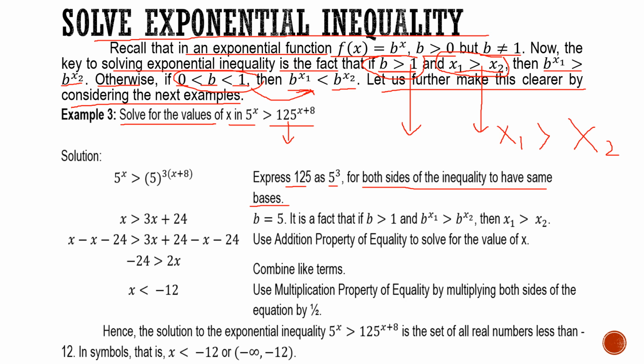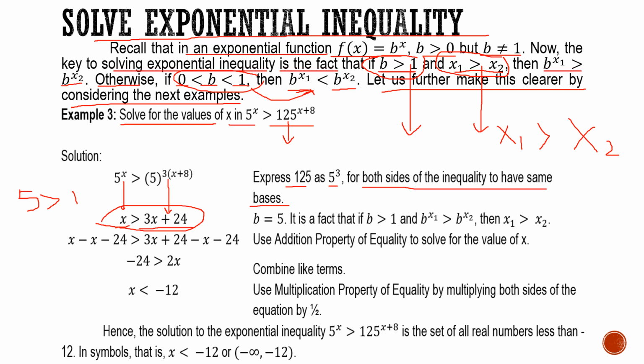That's why your x here, we copy your exponent here, x, then we copy your exponent in your second base, which is 3 multiplied by x plus 8. So we distribute your 3 to x plus 8, so it becomes 3x plus 24. Since 5 here is greater than 1, we satisfy the condition. So we can move forward with this part.